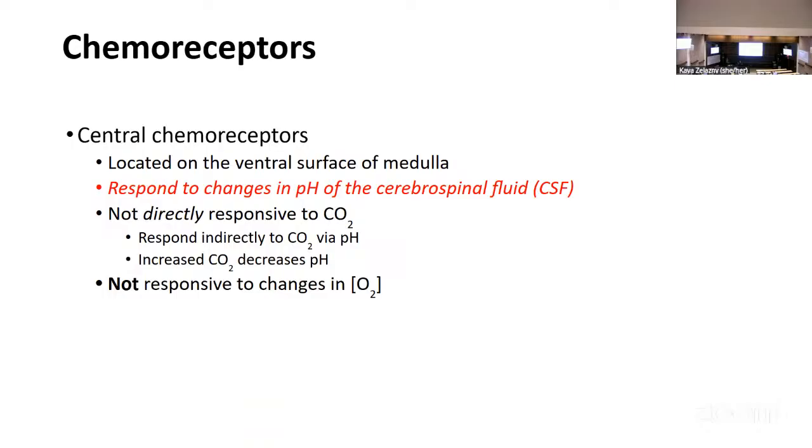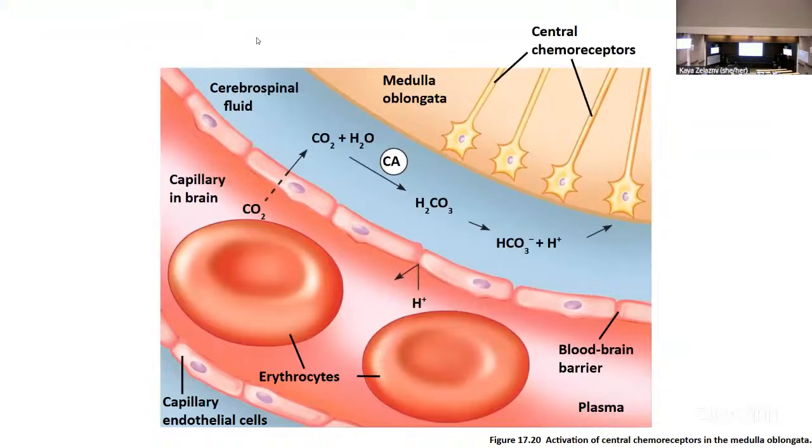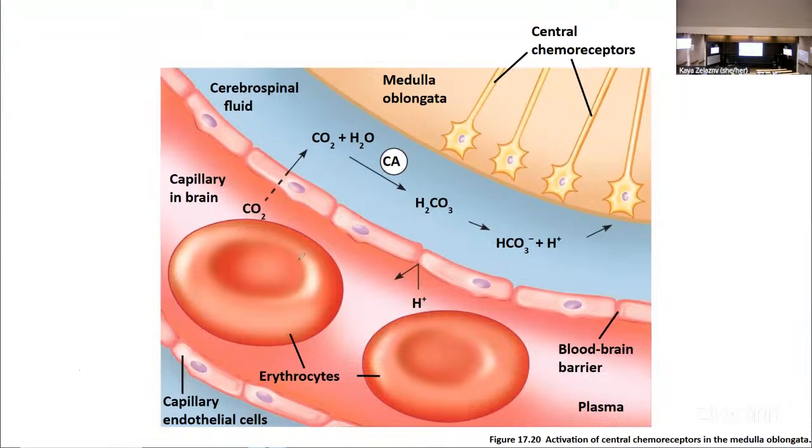That said, just like for the rest of your body, rising levels of carbon dioxide are still really dangerous. So this reaction to pH in cerebrospinal fluid really still is an indirect response to carbon dioxide levels rising. So we can look at a picture of how this works. What we're looking at here is we've got red blood cells going through some capillaries near your brain. So these are some brain capillaries. We've got carbon dioxide, and carbon dioxide can cross into cerebrospinal fluid.